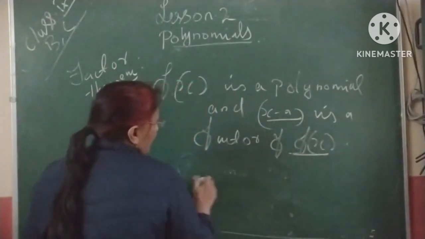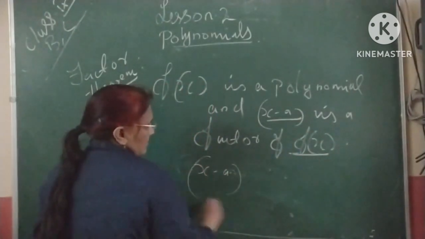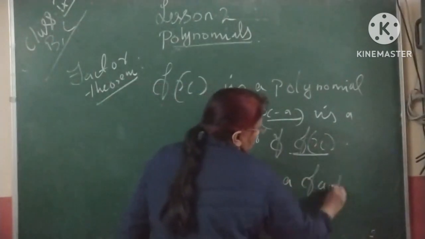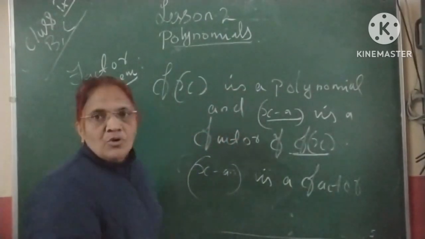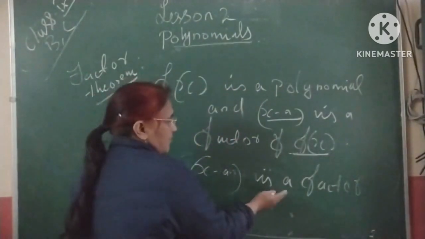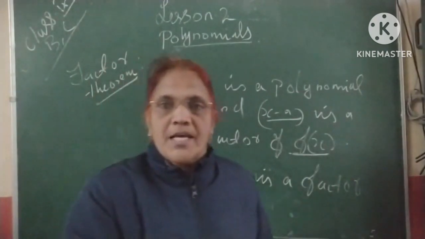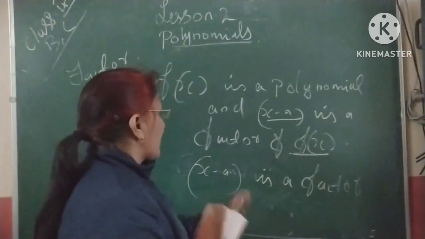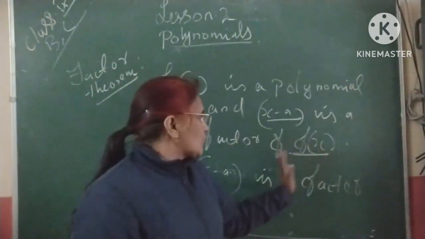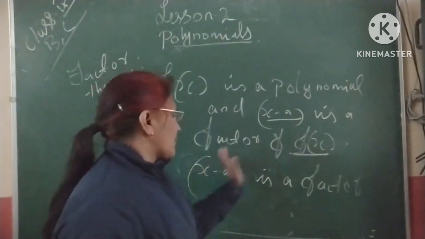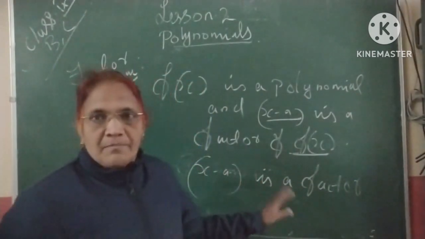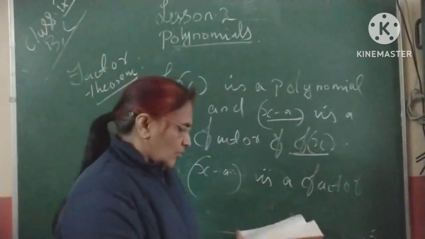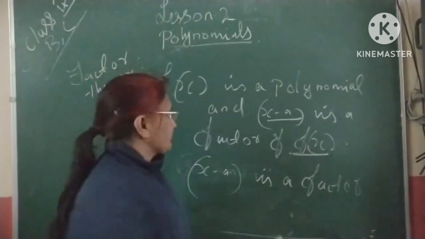Second, if x minus a is a factor, then f of a equal to 0, which means that the remainder will come 0. In the first case, if f of a equal to 0, then x minus a is a factor. In the second case, if x minus a is a factor, then f of a will become 0. Today we can go through some more examples.